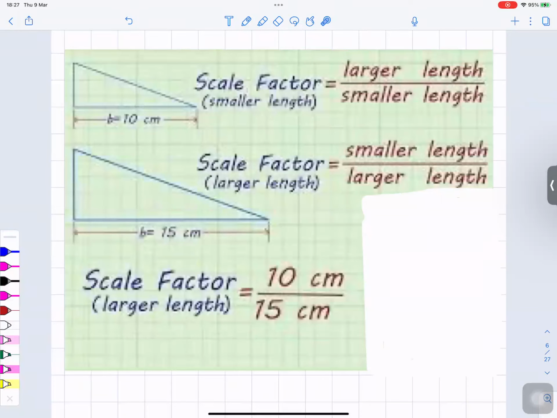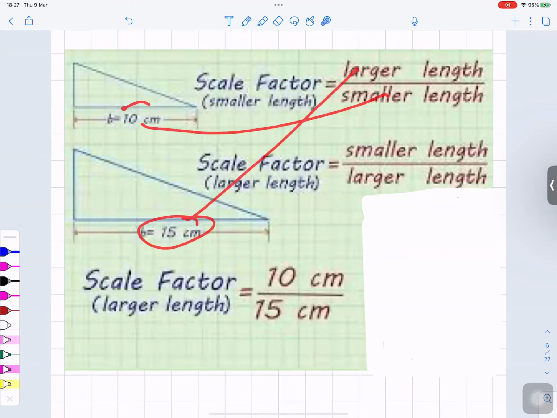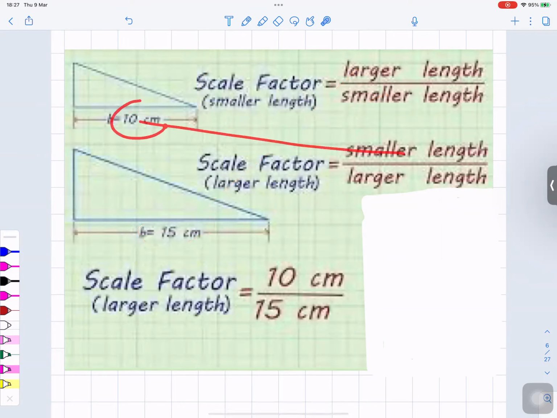For the next question, we're going to use scale factor. To find scale factor, we can use the larger length, that's 15, divided by the smaller length, say 10. Or we can use the smaller length, say 10, divided by the larger length, 15. So the scale factor, you can get 10 over 15. So we're going to use this idea on the next question.